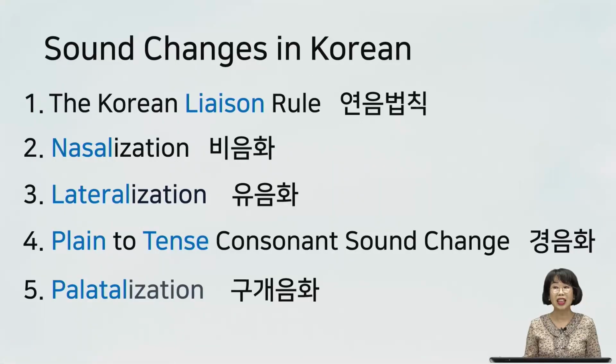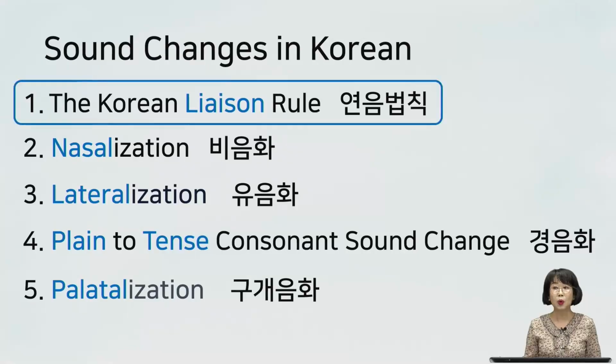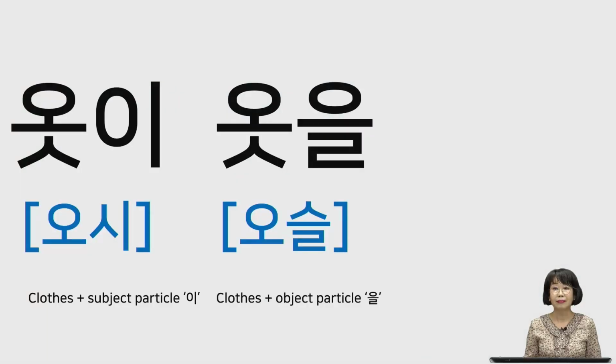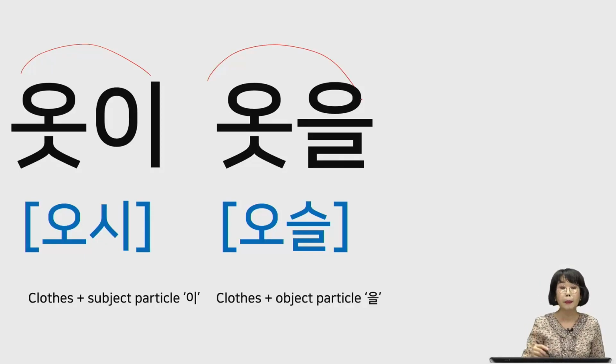Sound changes in Korean. Number 1. The Korean Liaison Rule. 연음법칙. 옷이, 옷을.